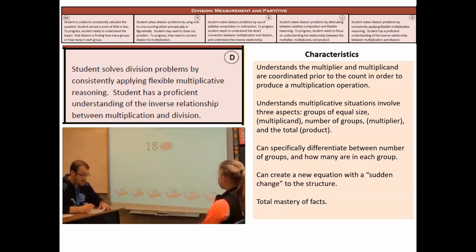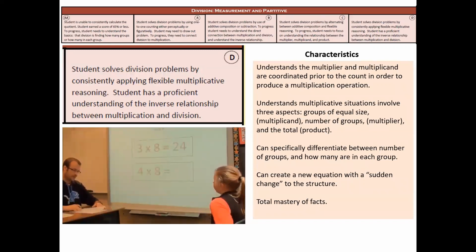The 18 donuts are equally put into 6 boxes. How many donuts will go in each box? 3. How'd you figure that one out? There's 6 boxes, which makes it 18 divided by 6 equals 3. Okay, and this is why this is really important too.